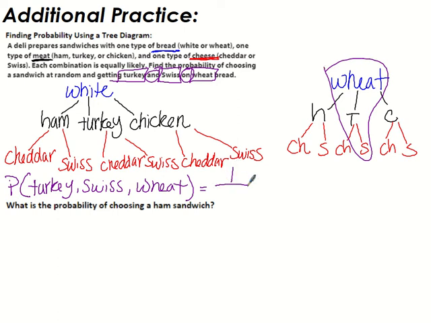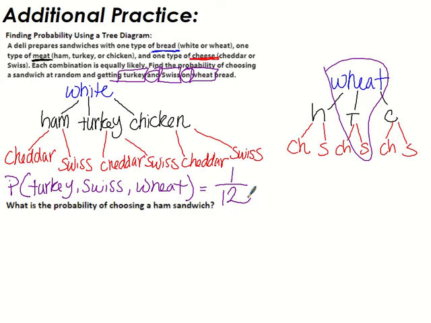Now, the branches at the very bottom is how we find out how many possibilities. So I just count all the bottom ones. 1, 2, 3, 4, 5, 6, 7, 8, 9, 10, 11, 12. There's a total of 12 different types of sandwiches I can have, and only one of them is wheat, Swiss, and turkey together.